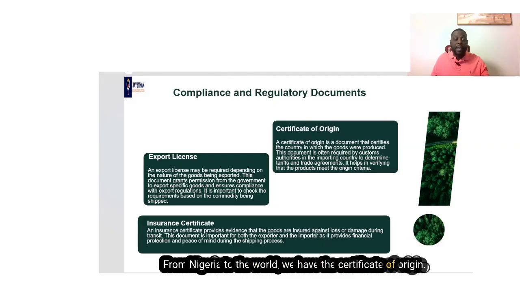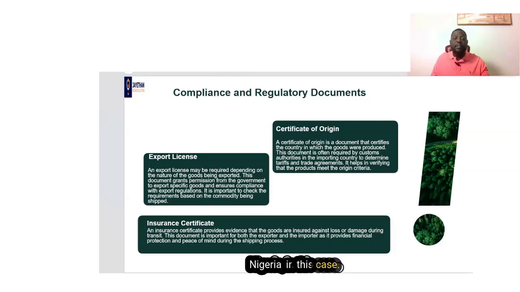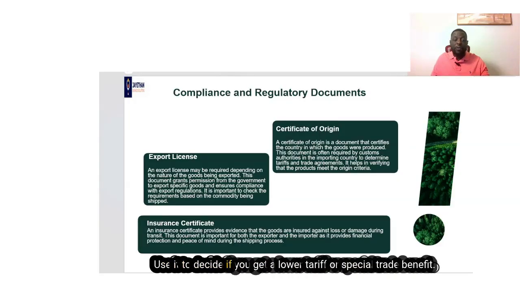We have the certificate of origin. It is like the birth certificate of your goods. It shows where the product was made, Nigeria in this case. It shows customs in the buyer's country. The customs in the buyer's country use it to decide if you get a lower tariff or special trade benefit. For example, if you export sesame seeds to Germany, the German customs officer will check the certificate of origin to confirm that the seeds truly came from Nigeria.